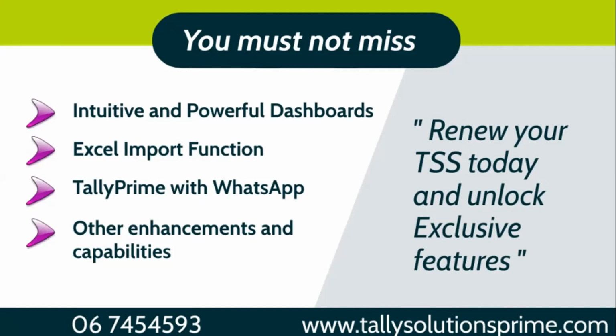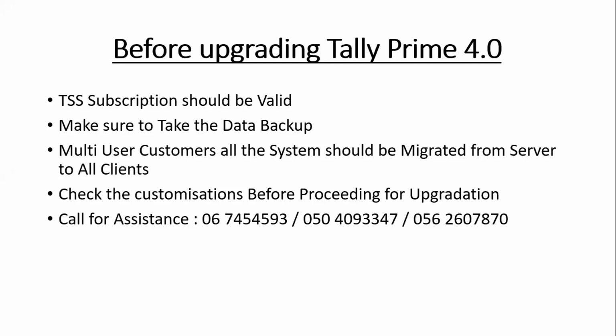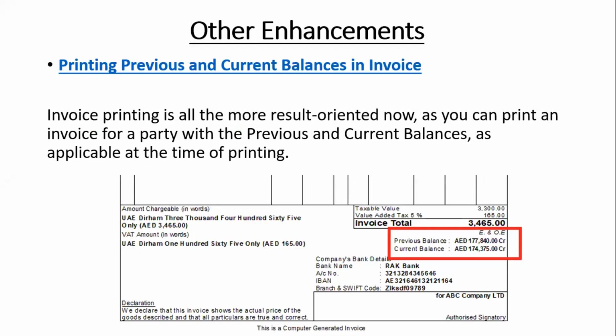Now the other enhancement Tally has given in Tally Prime 4.0 is, while printing your invoice in the default invoice, before we didn't have the previous balance and the current balance of the customers. Now Tally is giving an option in the invoice print whether you want to see the previous balance and current balance.